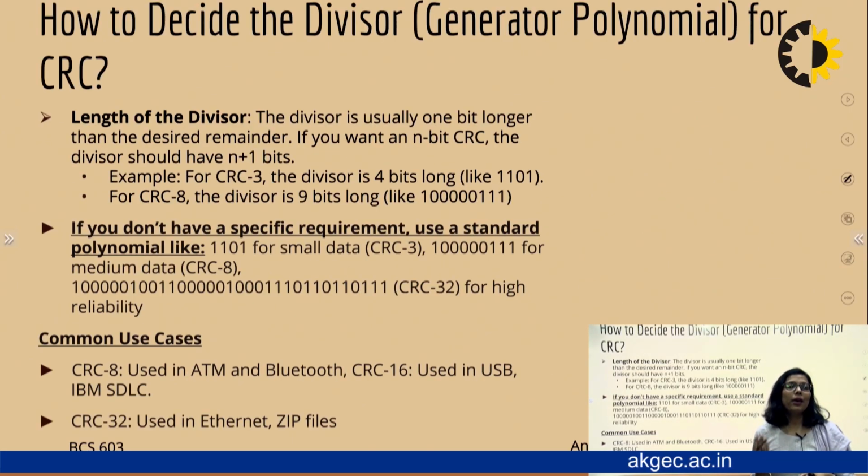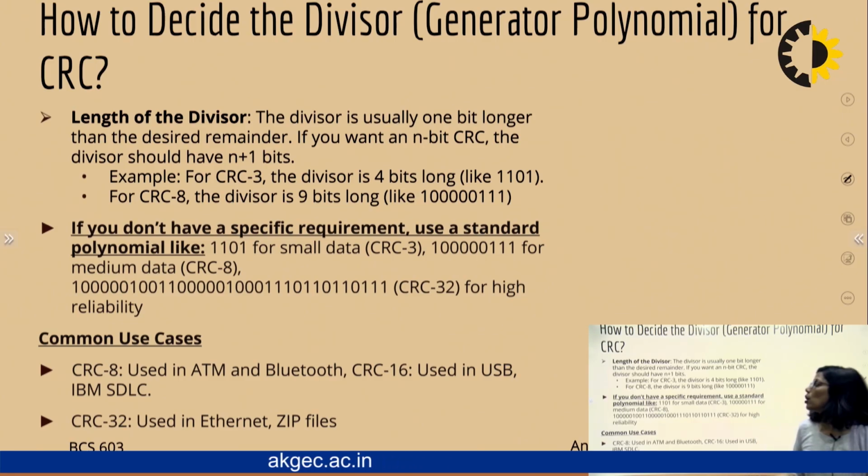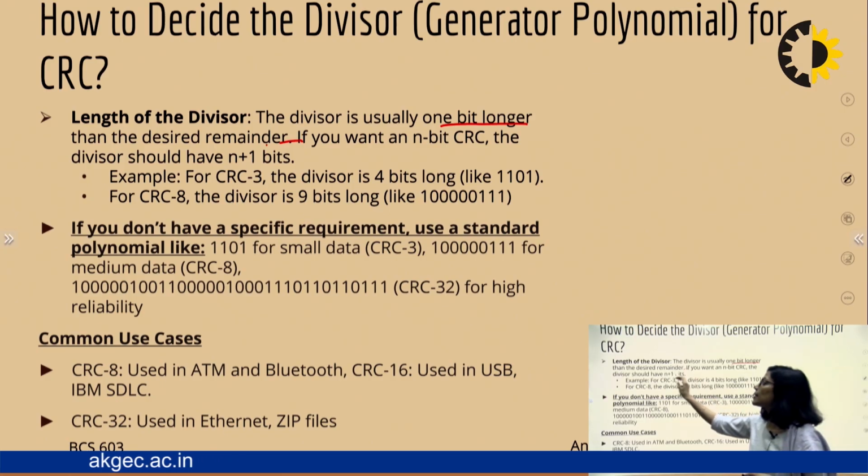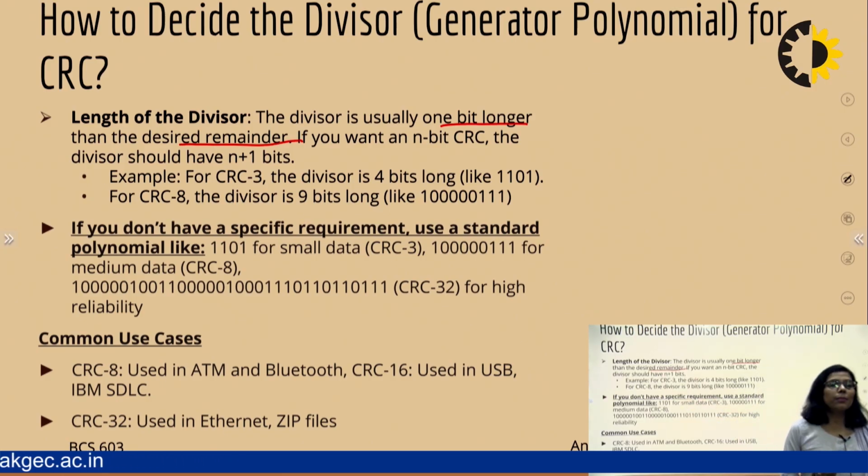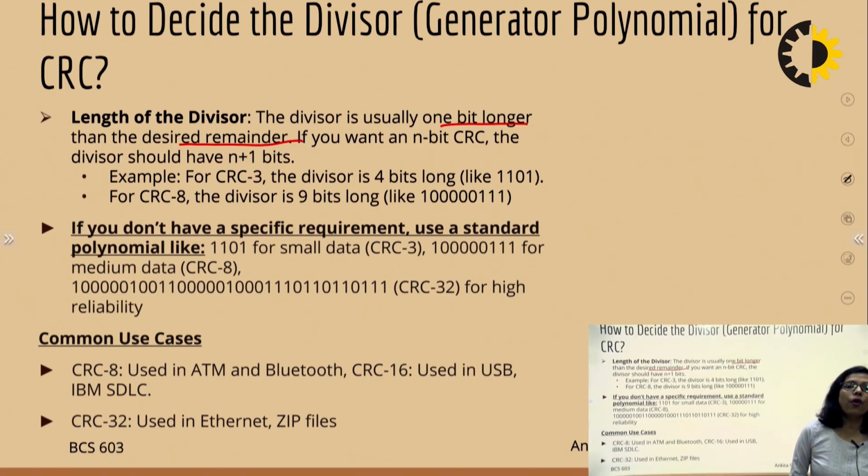Now, a very important thing is how we should find the generator polynomial. Which generator polynomial should we select? The divisor is usually 1 bit longer than the desired remainder. So whatever checksum size we want, the divisor should be 1 bit more. If I want my checksum to be of n bits, I will be using a divisor of size n plus 1 bits.